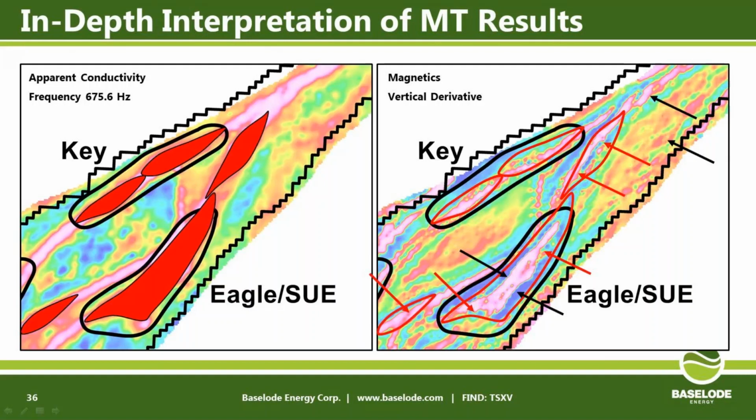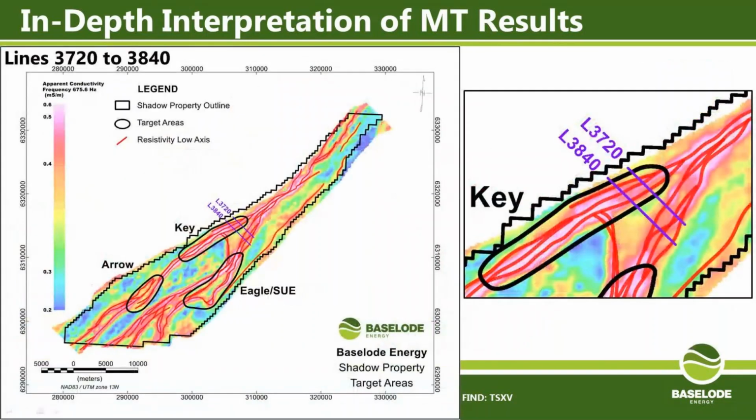Now that we've got to see some of these features at depth, what potential exists there? Starting with lines 3720 to 3840. 4 sections over 120 meters. And when you look closely, you can see this is bifurcation country. If these are structures, the voids would have undoubtedly created a vacuum that would have drawn in fluids.